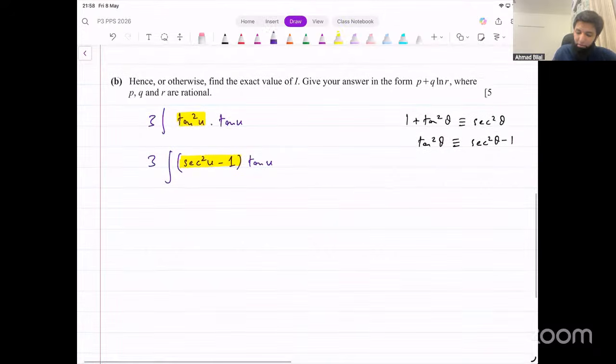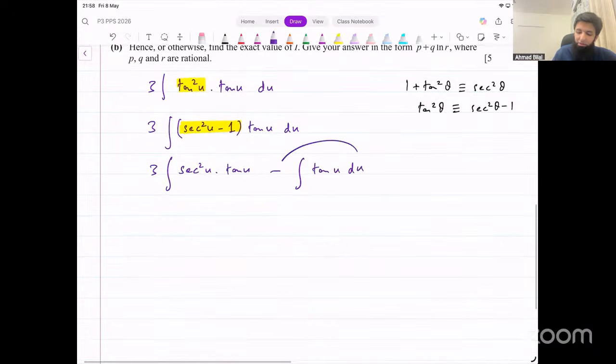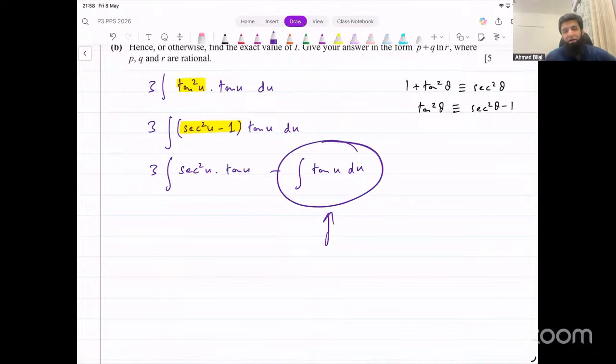Okay. Now let's simplify this. Multiply secant square in tan u, and then we have 1 into tan u. Let's integrate that separately. Now, this tan u, how do we integrate tan u? Does anyone remember this? Integration of tan, how do we used to do that?